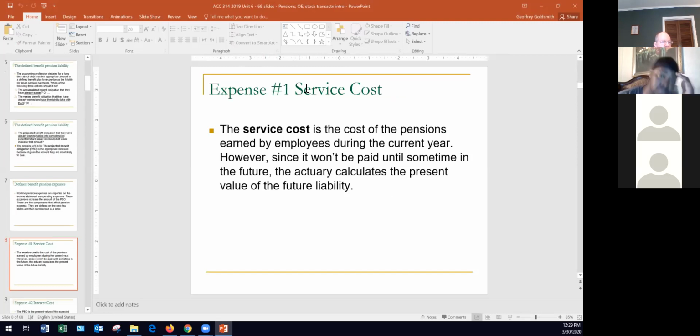The first of these is the service cost. And the service cost is the cost of the pensions earned by employees during the current year. However, since it won't be paid until sometime in the future, the actuary calculates the present value of the future liability. To do that, the actuary has to do number crunching to determine the average amount of time from now until the average employee retires.